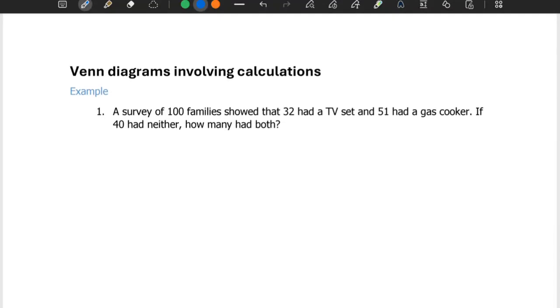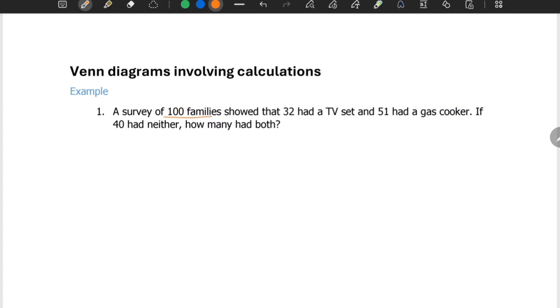So for this video, we're going to be continuing with the topic on sets in chapter 2 for the ZIMSEC O-level maths syllabus. Part of this video is mostly going to be looking at Venn diagrams and the calculations that are involved. The first question says a survey of 100 families. So we can be highlighting the key points.